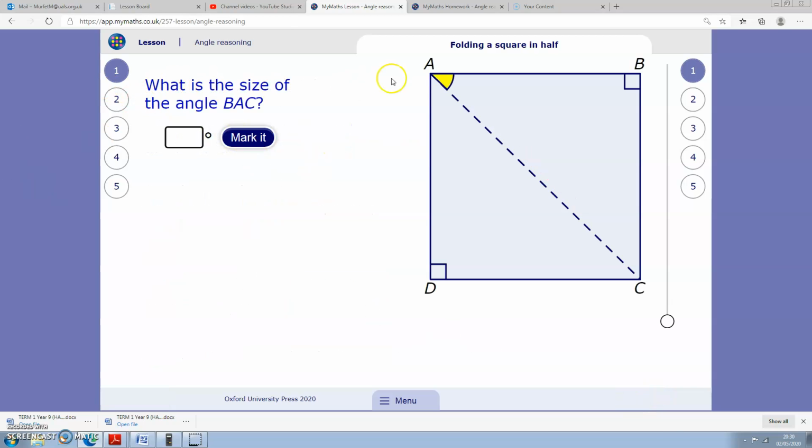So in that case, what is the size of that top angle? Now we knew before it was a 90-degree angle. We folded it in half, so therefore we've halved the angle. So the angle is going to be 45 degrees.